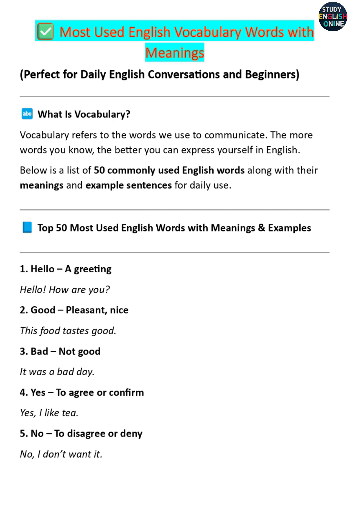Below is a list of 50 commonly used English words along with their meanings and example sentences for daily use. Top 50 most used English words with meanings and examples. 1. Hello, a greeting. Hello, how are you? 2. Good, pleasant, nice. Does food taste good? 3. Bad, not good. It was a bad day.